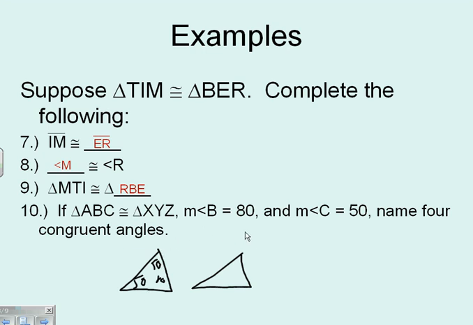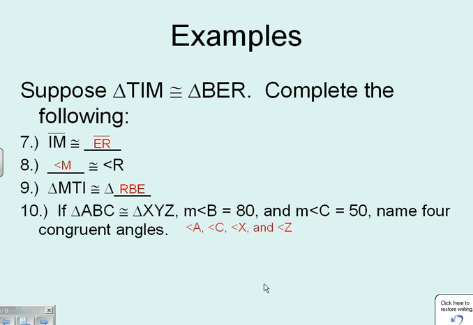So since this was ABC, angle A is 50, angle C is 50, and A and C are congruent to X and Z. So X and Z are both 50. Our solution for this one are angles A, C, X, and Z, all 50 degrees.